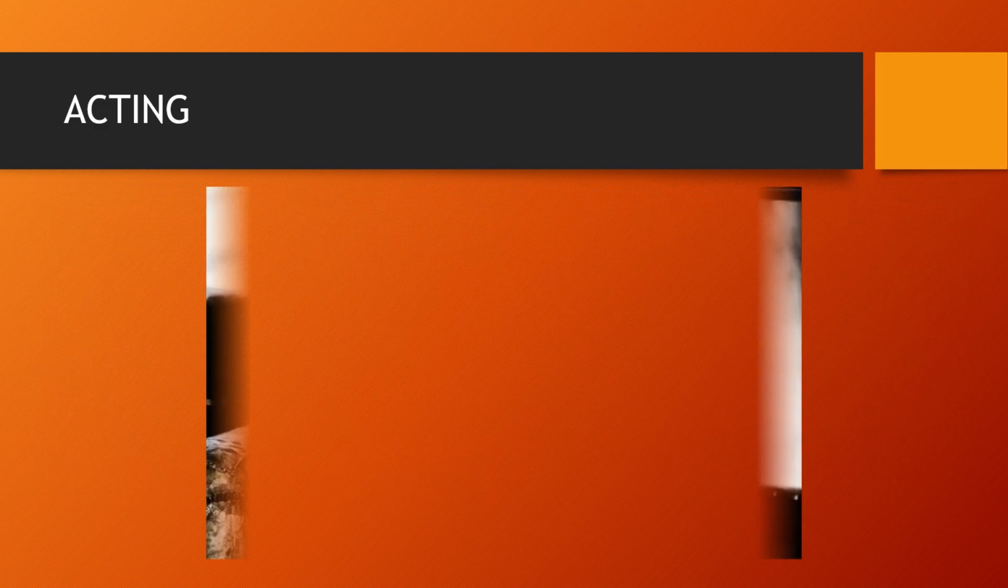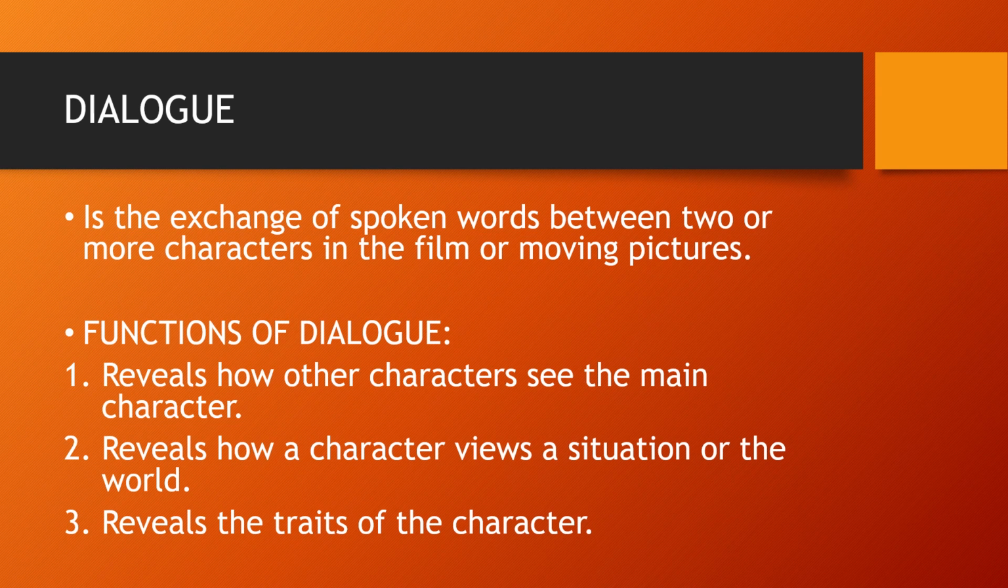What is a movie without a dialogue? Dialogue is a convention of film that involves the exchange of spoken words between two or more characters in the film or moving pictures. The functions of a dialogue is to reveal how other characters see the main character, to reveal how a character views a situation or the world, and to reveal the traits of the character. Dialogue is the most important part of a film because it changes the way we watch and perceive the movie. It is the meat between the bread of the movie.